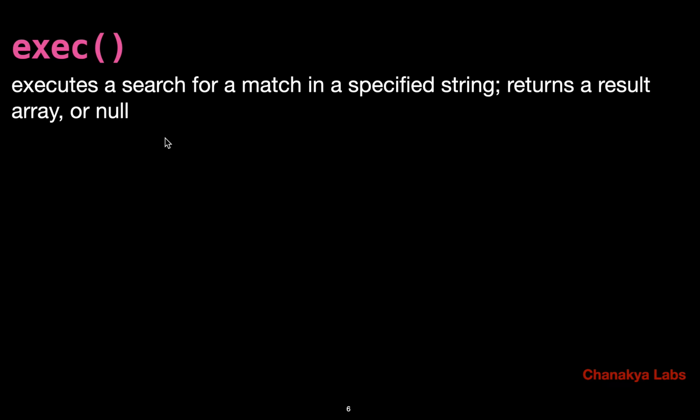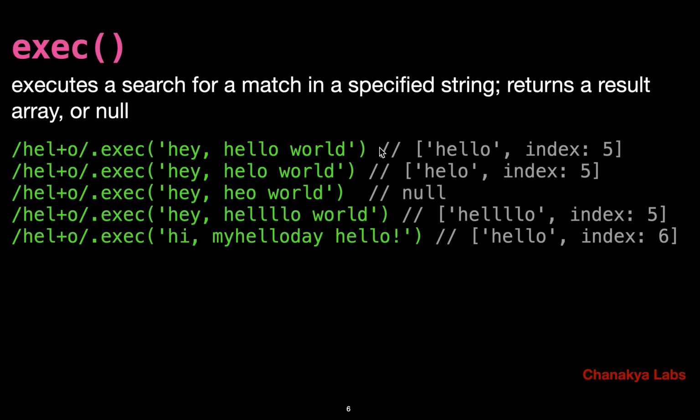Now this is the function which we were talking about, that rather than simply telling us whether it is matching or not, we exactly want to know where it is matching, at what index my matched regular expression is present in the string. For that we have the exec function. It executes a search for a match in the specified string, and it doesn't return simply true or false. It returns the result array or null. So if there is no match, then it will return null. But if there is a match, then it will return a proper array with the result, showing where the matching has been done. We will see that.